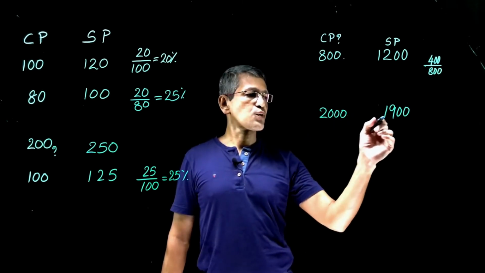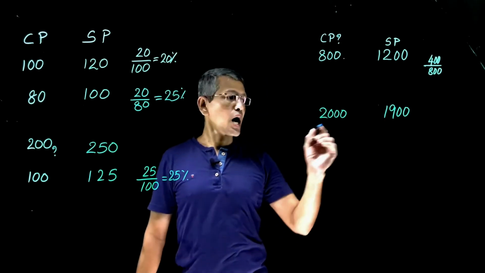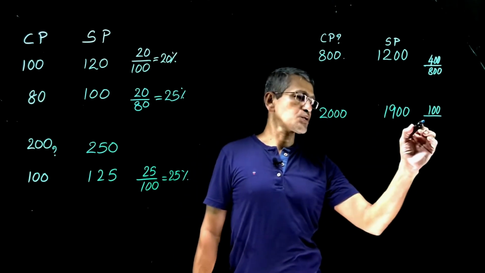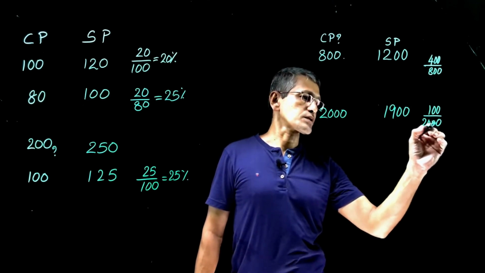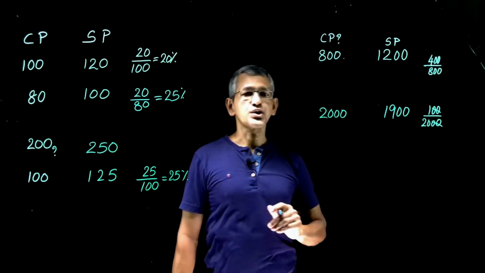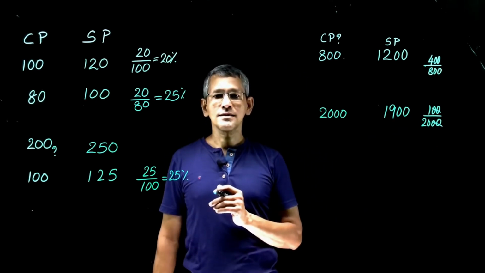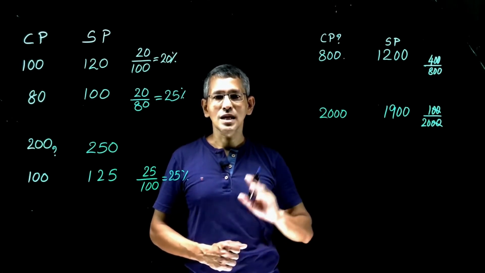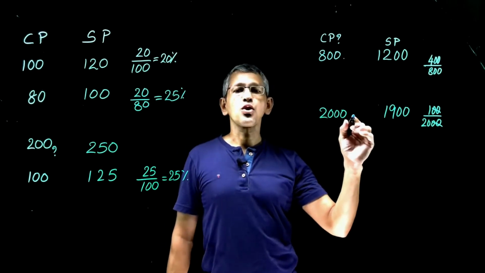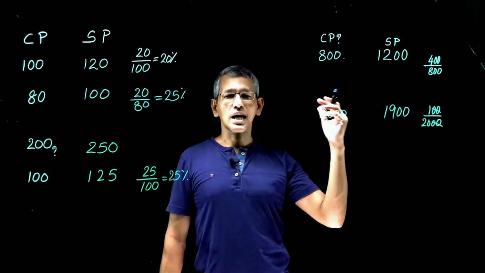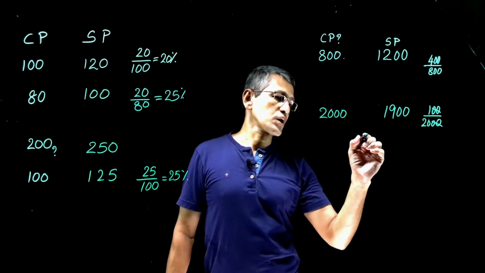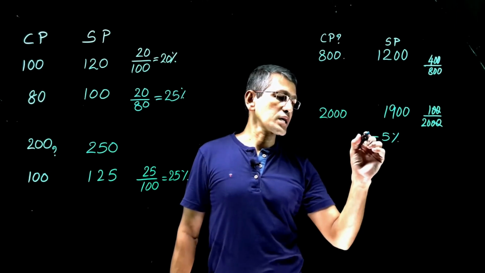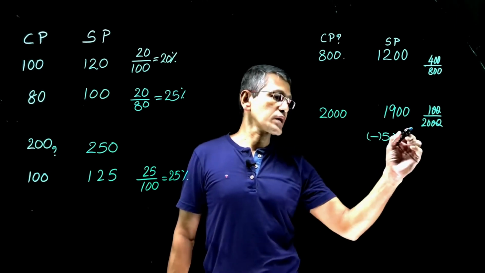Here, take the difference. What is the difference here? 100 rupees the difference. 100 rupees based on what? The cost price. What is it? 2,000, right? 100 divided by 2,000. So that is 1 by 20. 1 by 20 of 100, how much is that? That's 5%. So here the loss is 5%. So negative sign, 5%. That negative indicates what? Loss.